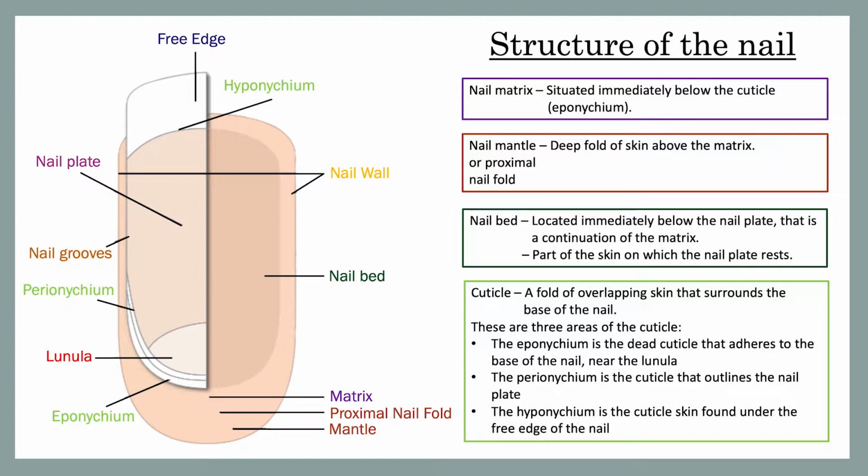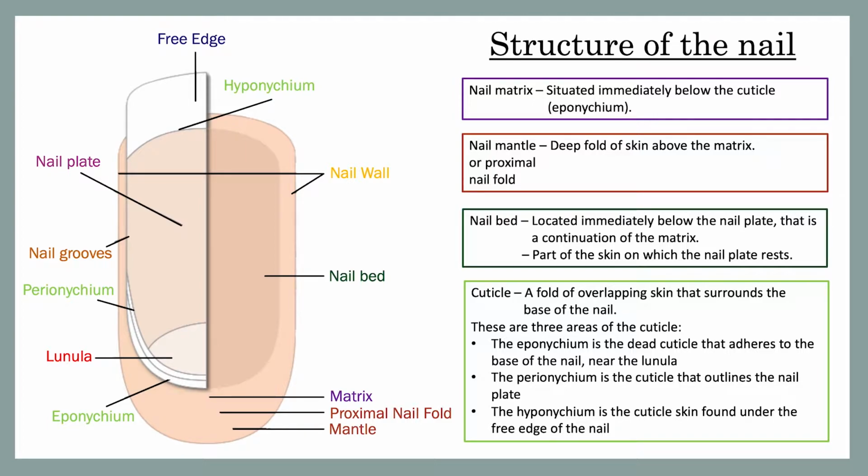The nail bed is located immediately below the nail plate. It is a continuation of the matrix and is also part of the skin on which the nail plate rests. So if you accidentally catch your nail, and sometimes people say, oh, it's gone into the pink bit, meaning that the free edge is no longer there, it can be quite tender or sore because the nail bed has now been exposed.